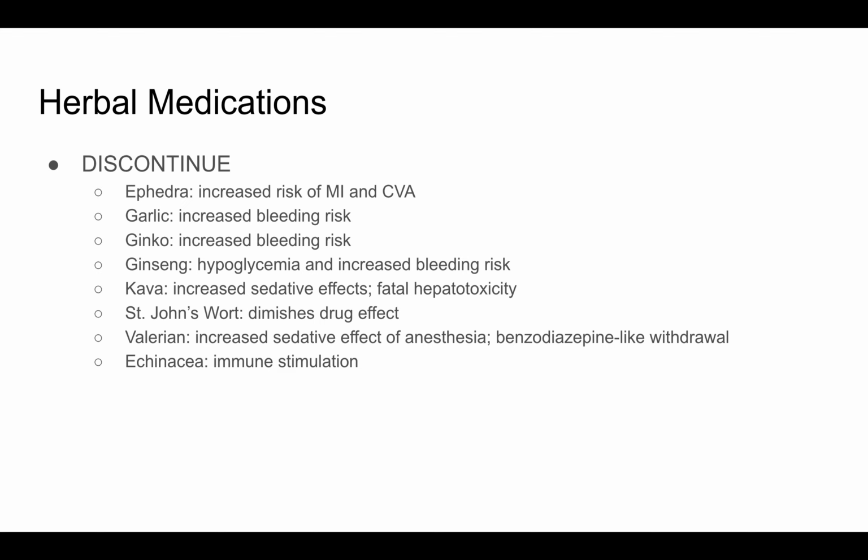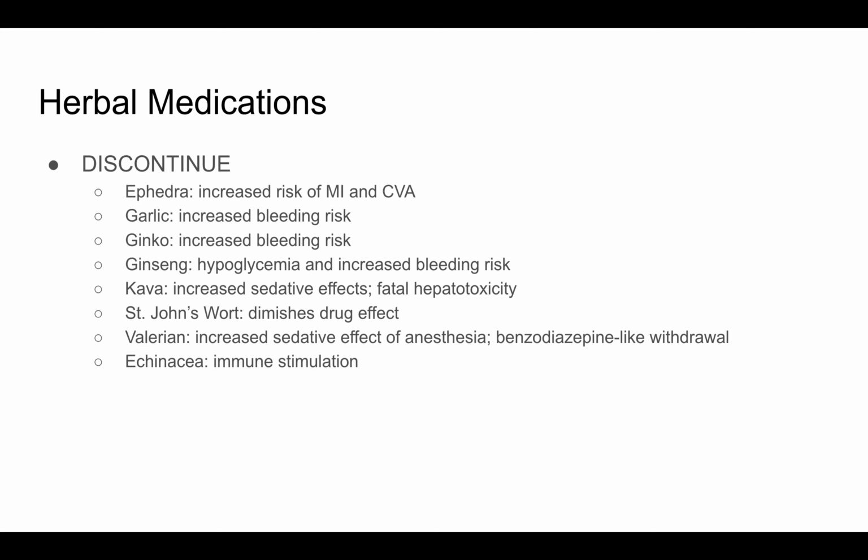So also touching on some herbal medications here, pretty much you want to discontinue all of these. I think echinacea and valerian, those bottom two, are ones that don't have as strong recommendations to discontinue. They don't have great evidence for them, but pretty much if they're on any sort of herbal medications, these should be stopped prior to planned surgery. Especially garlic and ginkgo, these can both cause increased bleeding risk. Ephedra has an increased risk of MI.